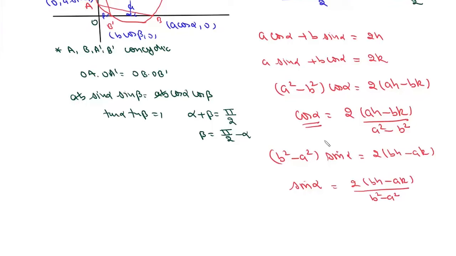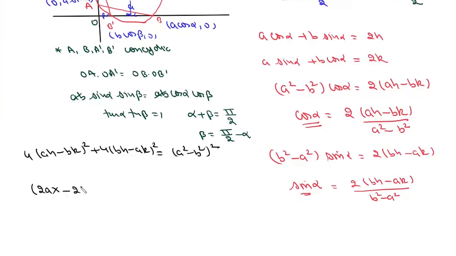Now we have to eliminate alpha, so what we'll do is we'll square and add. Now cos square alpha plus sin square alpha is 1. So then it will be 4 times AH minus BK square plus 4 times BH minus AK whole square will be equal to A square minus B square. Now we'll replace H with X and K with Y. So it will be 2AX minus 2BY whole square plus 2BX minus 2AY whole square, and that will be equal to A square minus B square whole square.